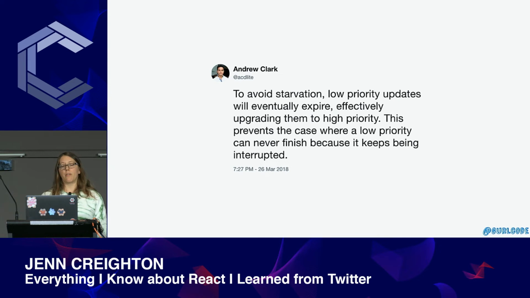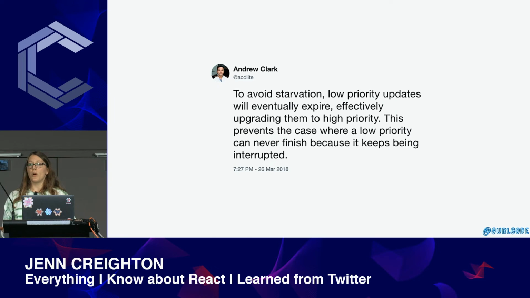So what the team is doing right now is essentially it will switch over to synchronous mode if it has a timeout. So if you have a low priority update, it's going to come with a timing mechanism on it that once that expires, concurrent rendering is going to stop being concurrent. It'll be synchronous, and it'll flush everything to the DOM, and this will prevent starvation.